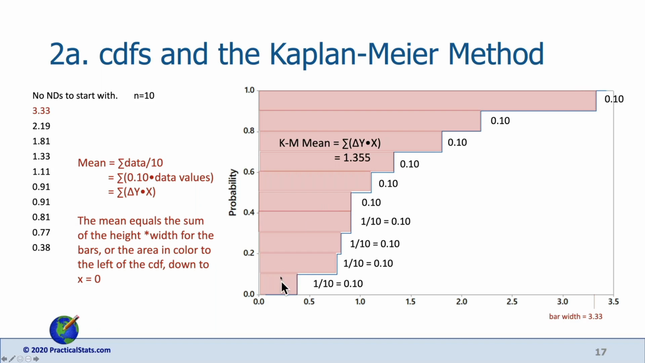So it turns out to be the same as summing up all of the data and dividing by n, which is what the mean is. So that's a value of 1.355 for this data set. That's not the same as the Ontario data set.